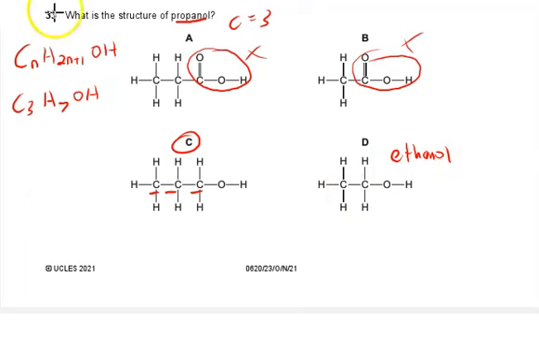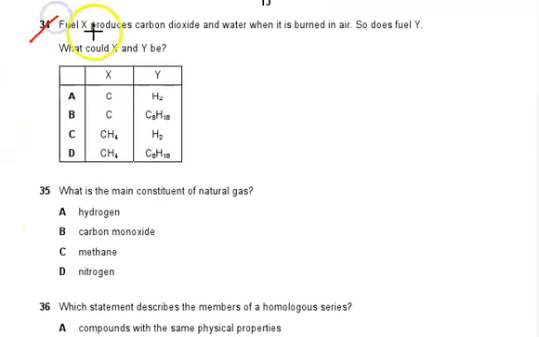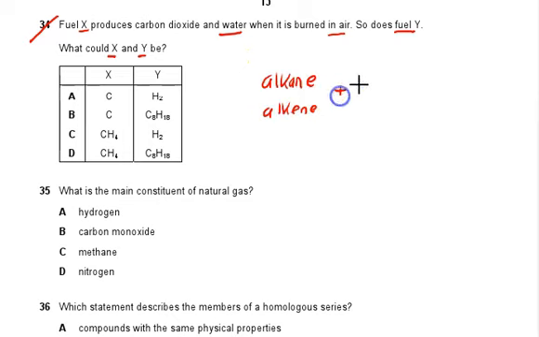Okay, now let us move to question number 34. Fuel X produces carbon dioxide and water when it is burned in air. So does fuel Y. So what could be X and Y? Okay, you have to understand this, alkane or alkene. When they have enough oxygen, both of them will produce carbon dioxide and water. This is a complete combustion.